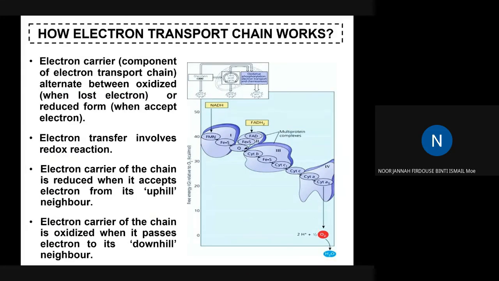Okay, the component electron carriers will alternate between being oxidized when they lose the electron or being reduced when they accept electron. Electron transfer involves redox reaction, reduction and oxidation. Electron carrier of the chain will be reduced when it accepts electron. Jadi kalau tengok gambar daripada Campbell ni, nampak tak dia tunjukkan ni? Ni dia menunjukkan bahawa kompleks 1 mempunyai aras tenaga yang lebih tinggi daripada kompleks 2 dan 2 lebih tinggi daripada kompleks 3. 3 lebih tinggi daripada kompleks 4. Okey? Sebab tu nampak dia downhill.